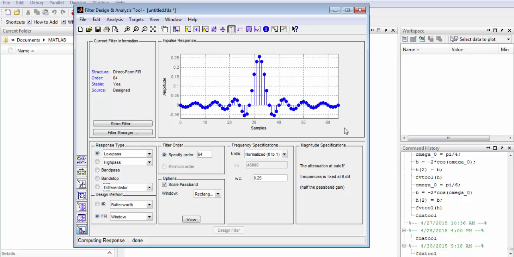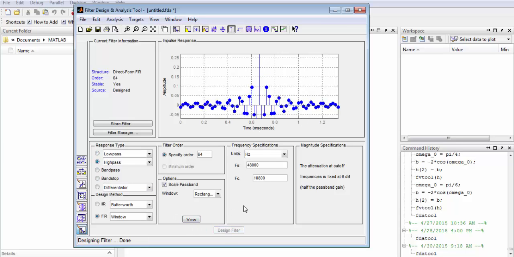Okay. I could change it to a high pass, keep other descriptions the same, and now you see that what I have is the 1 minus formulation. Again, I'm looking at the negative sinc function, which is just cut off.